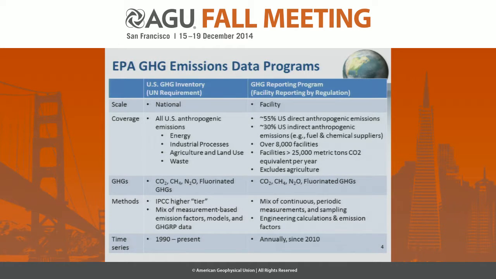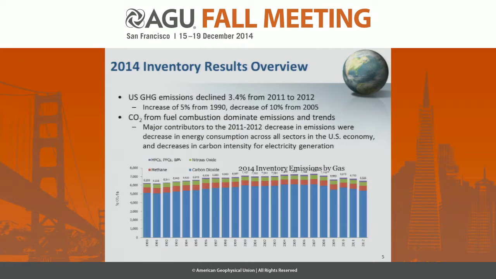The reporting covers the same gases as the greenhouse gas inventory. The methods that facilities use to calculate and report their emissions include a mix of continuous monitoring, some periodic measurements and sampling, and then also engineering calculations and emission factors. The reporting has been annual since 2010 for some sources, 2011 for others.